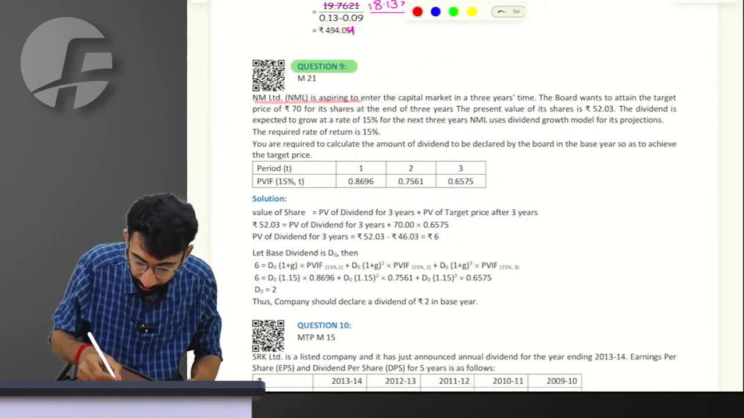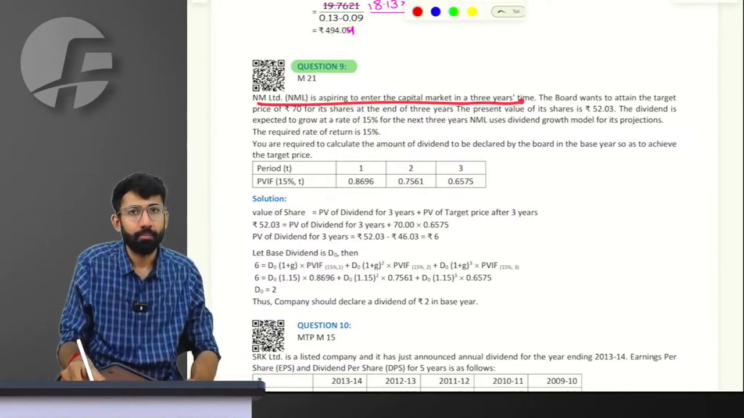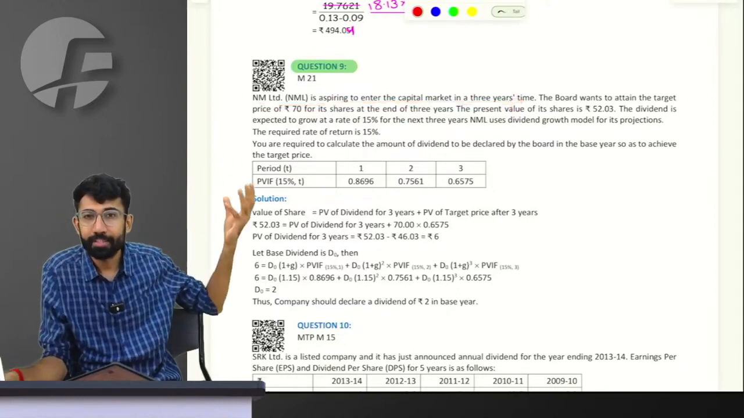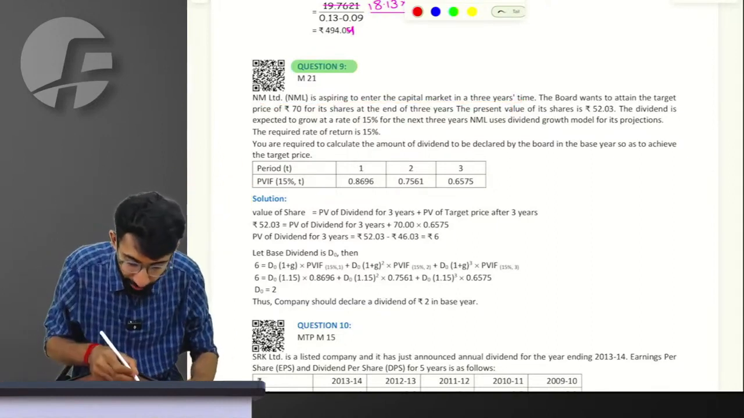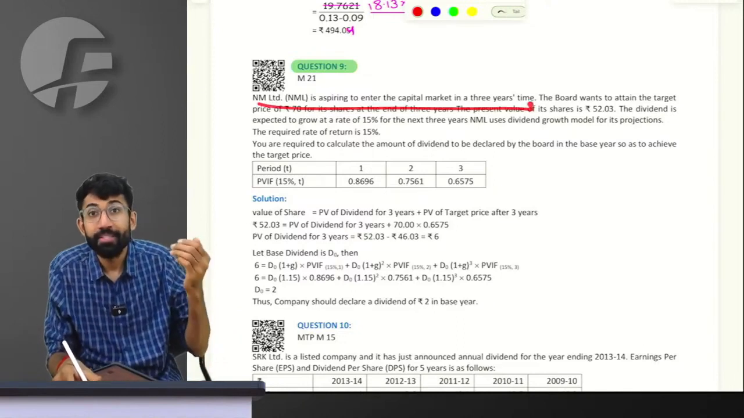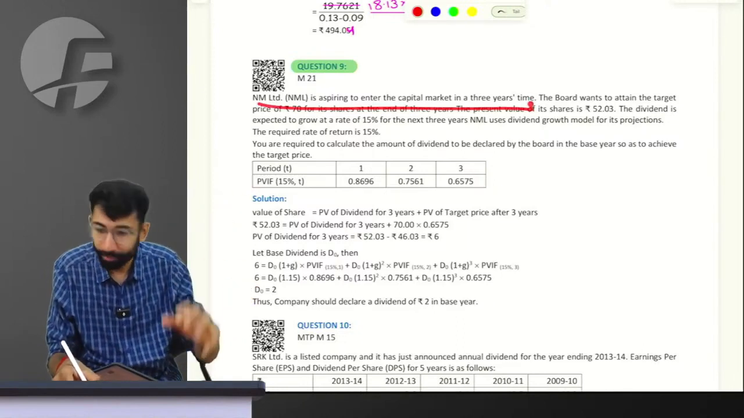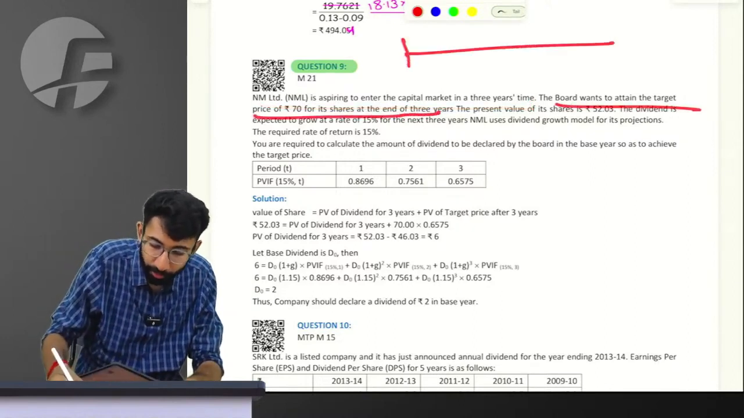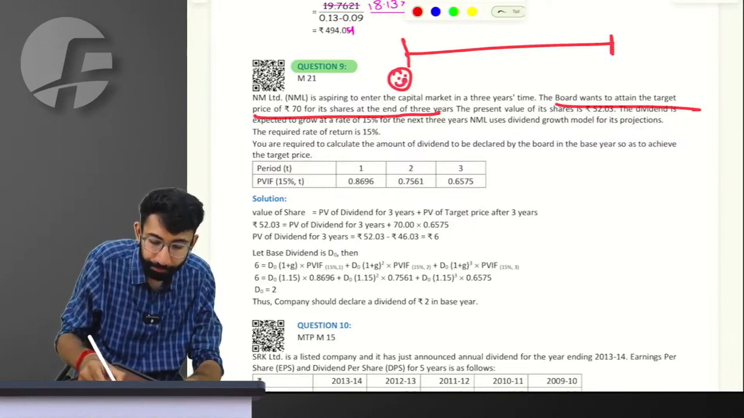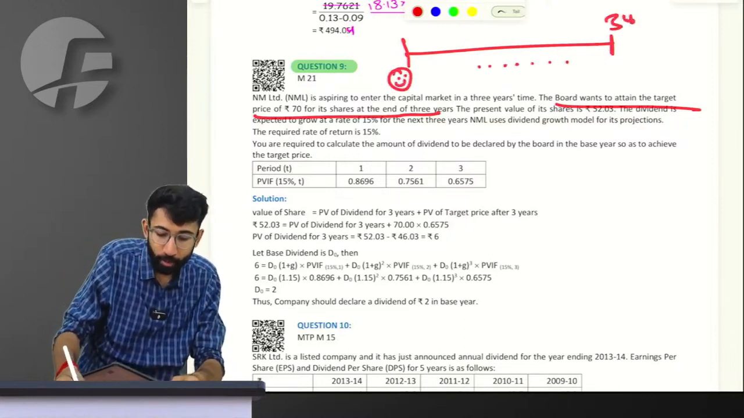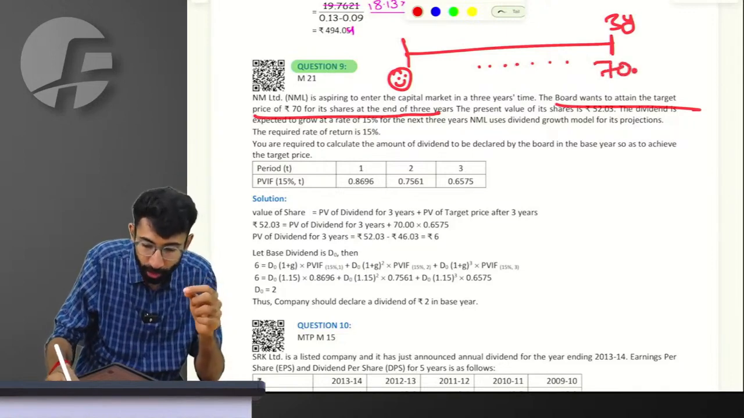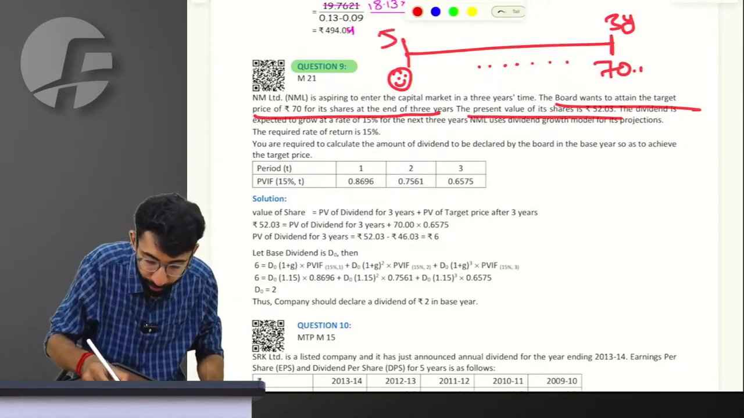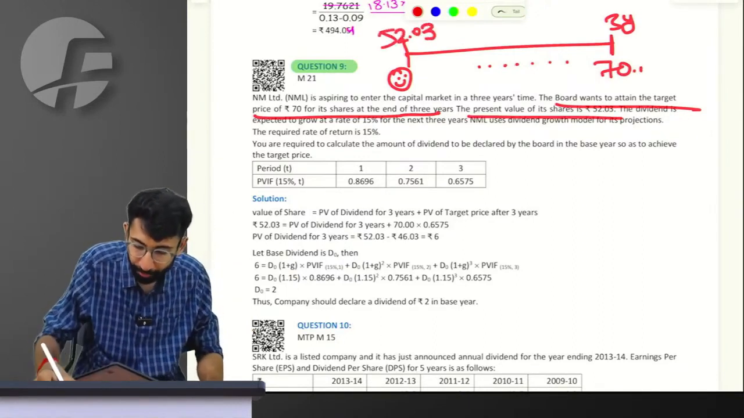NM Limited is aspiring to enter the capital market in 3 years' time. Sir, what is capital market? Basically this is the equity and debt market. So they want to enter the equity market by basically listing themselves. The board wants to attain a target price of 70 at the end of 3 years, which means they want to list at the end of 3 years, and they want a share price of 70 at that point. The present value of the share is 52.03. Right now, the value in the market is 52.03.